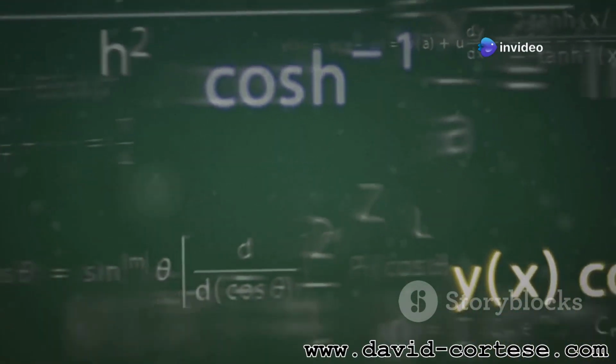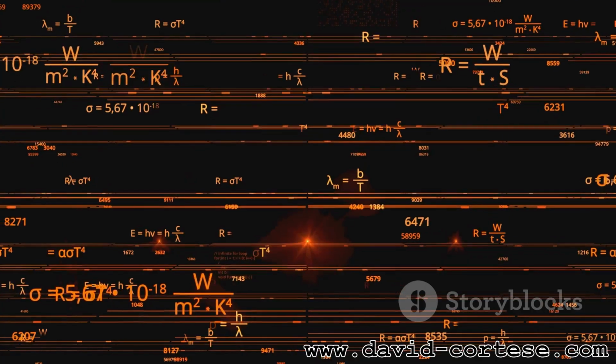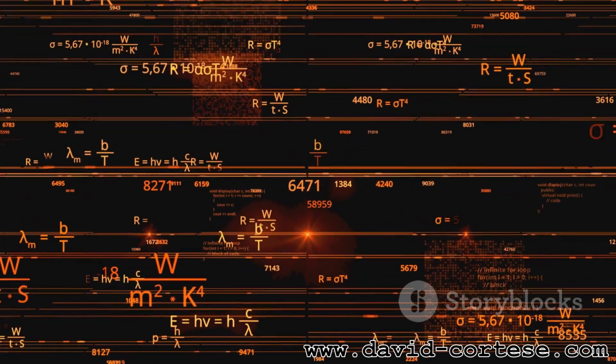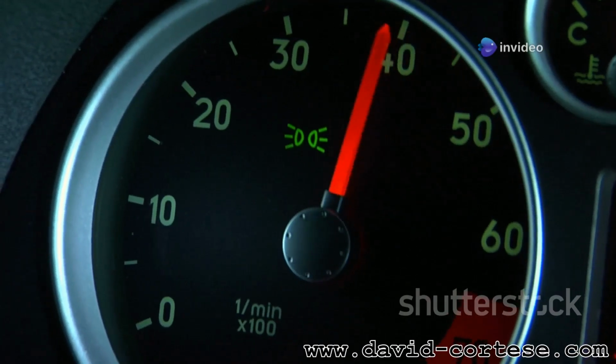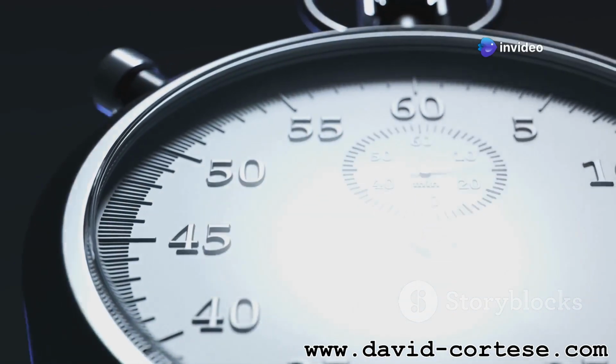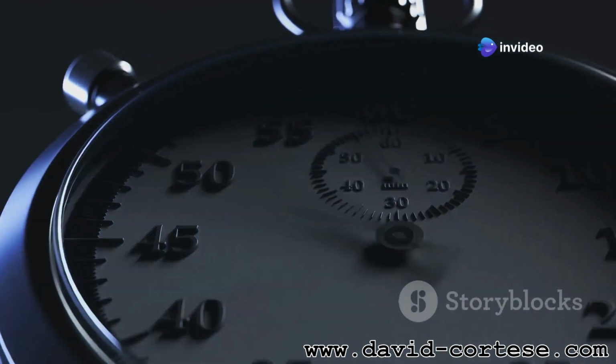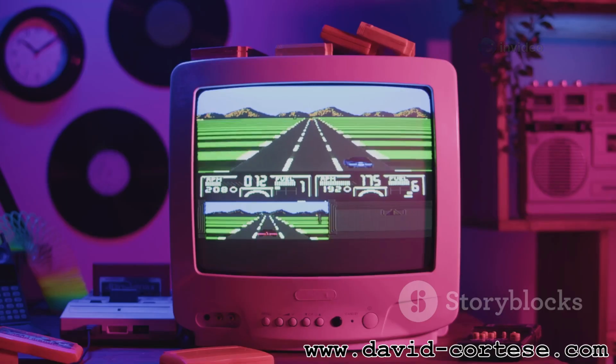Calculus is broadly divided into two main branches. These branches are differential calculus and integral calculus. Differential calculus focuses on rates of change. It helps us find how quickly something is changing at a specific instant. For example, it can determine the speed of a car at a particular moment.